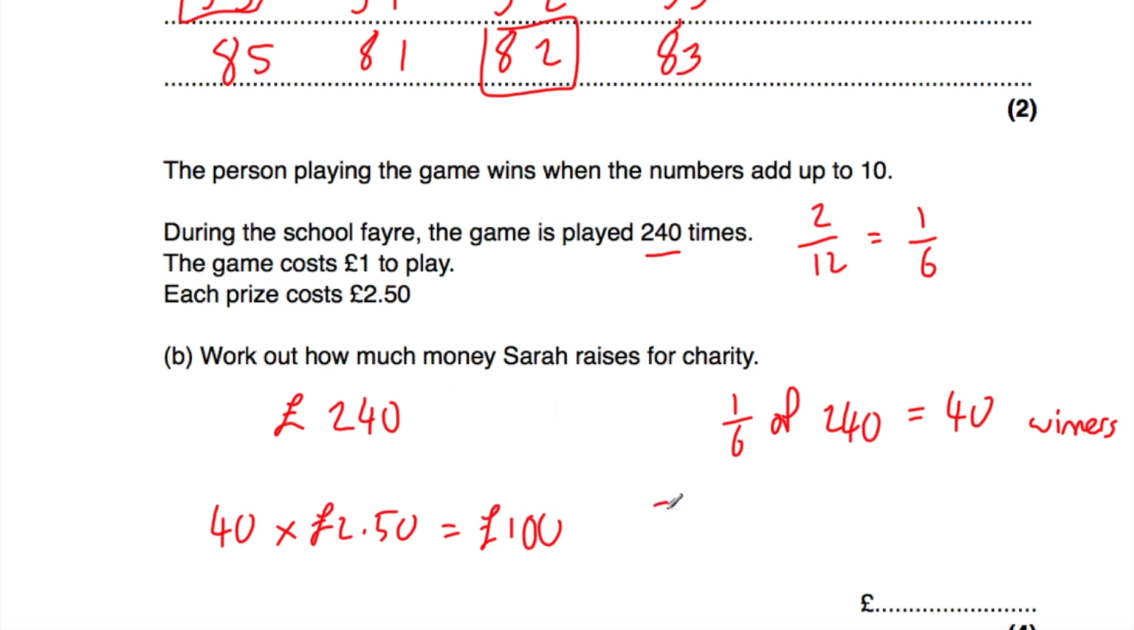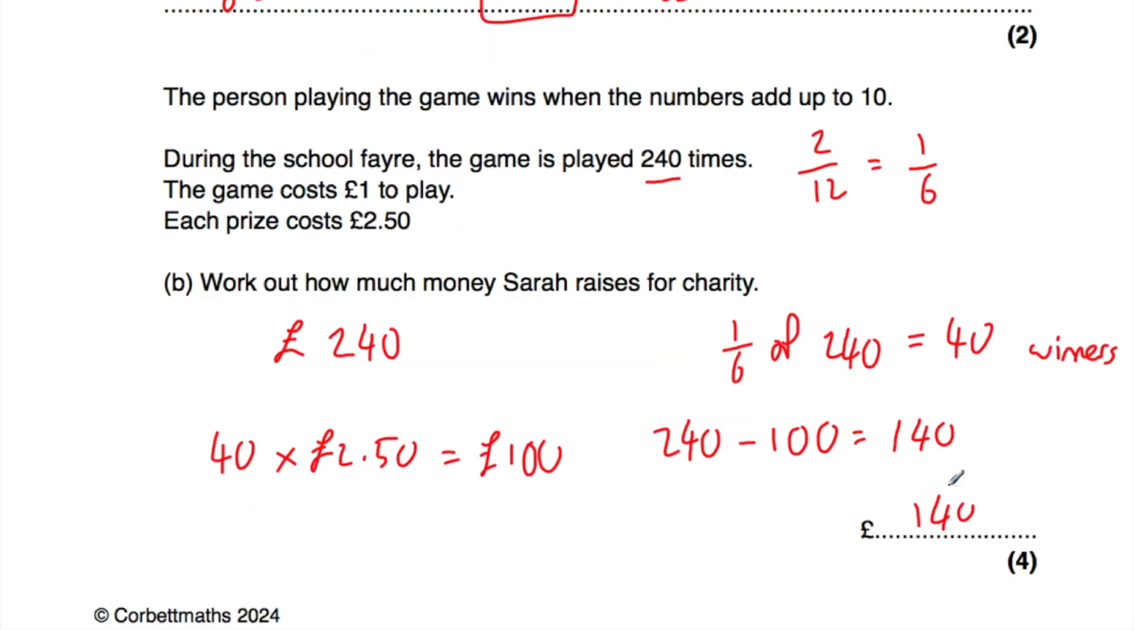And so that means that if Sarah takes in £240 by people paying to play the game, and the prizes cost £100, if we take them away, that'll tell us how much money Sarah should raise for charity. And that's equal to £140. So Sarah should raise £140 for charity. Maybe slightly less or slightly more, depending on how many winners there are, but that's how much money she should expect to raise for charity. Okay, let's look at the next question.